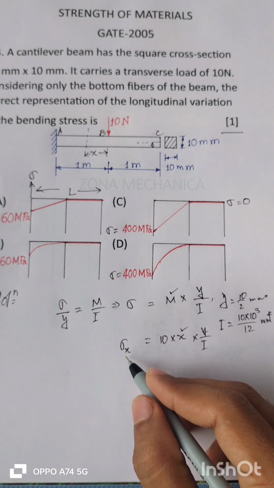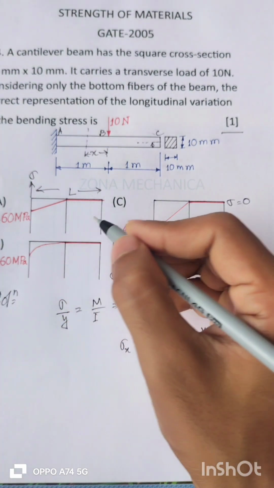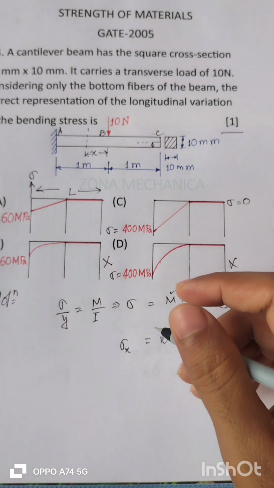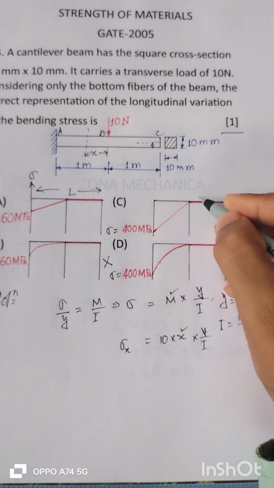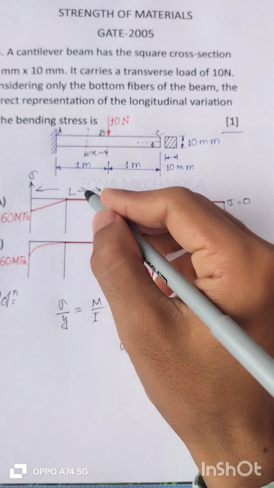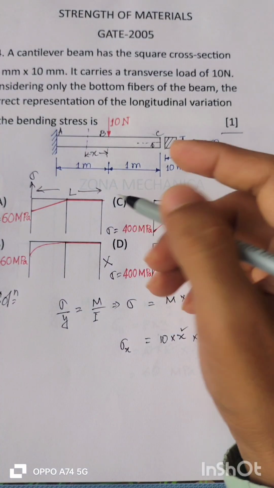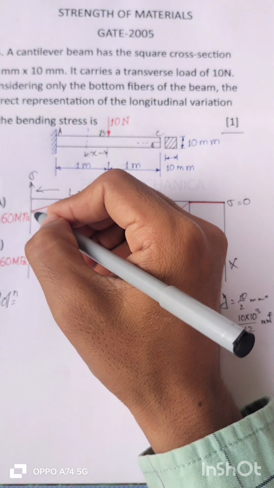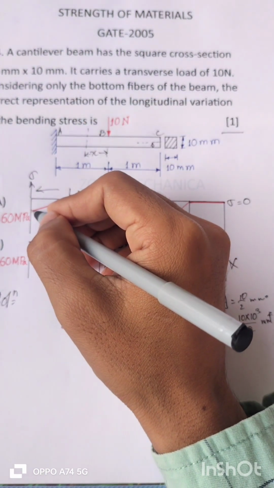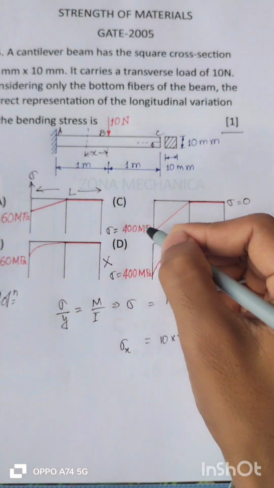So option B and option D are showing a parabolic curve, which is wrong, and option A and option C are showing a linear nature, that is sigma is varying linearly with the length of the beam, which is correct. Now the magnitude of the bending stress at the end A, that is the maximum bending stress, will be 60 MPa or 400 MPa.